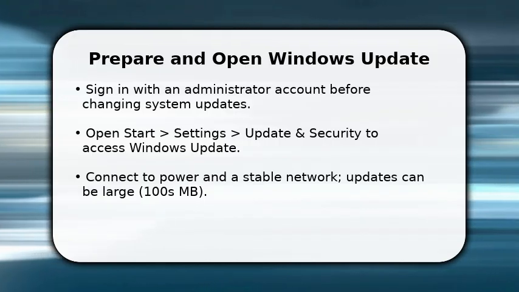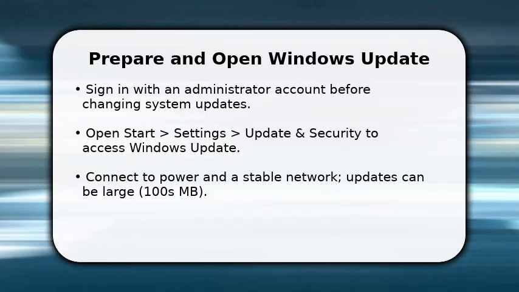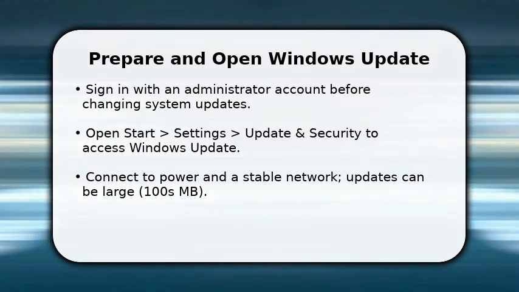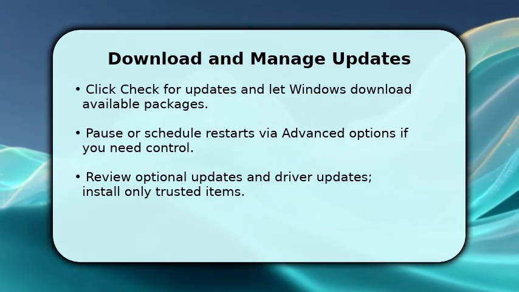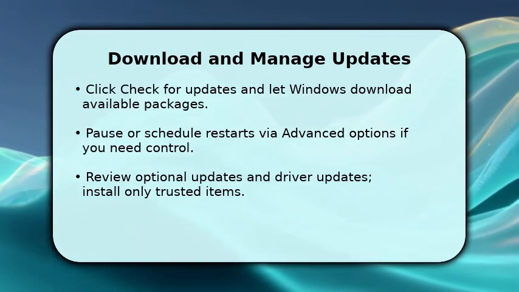Now select Check for Updates to begin scanning. You're initiating the process so Windows can identify feature, driver, and security patches it needs to install. Once Windows lists available updates, hit Download and watch progress. Some updates install background services first.